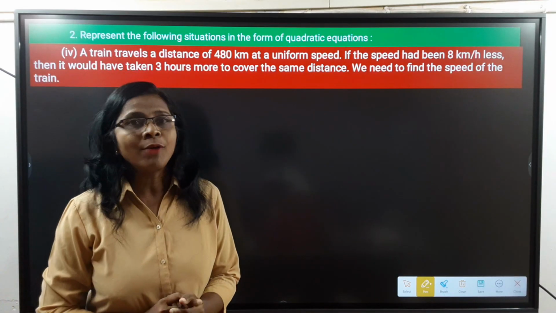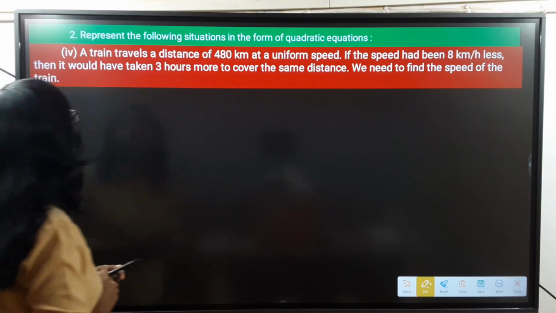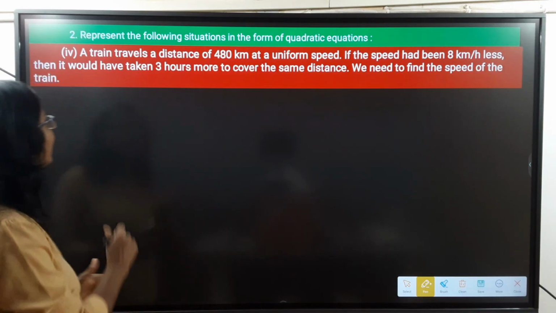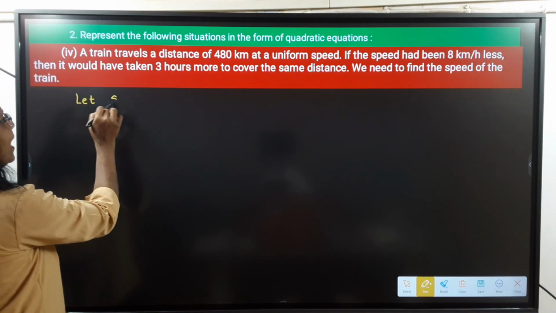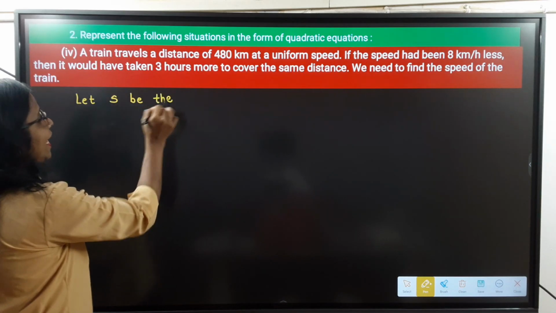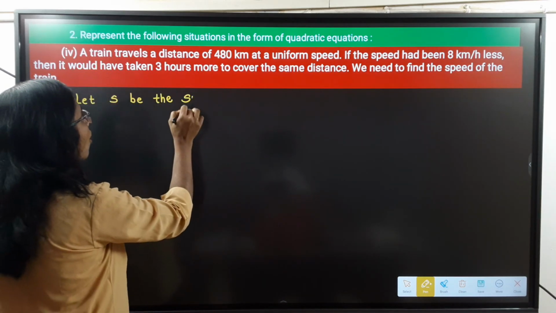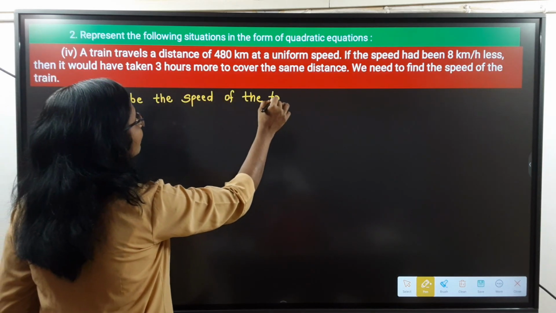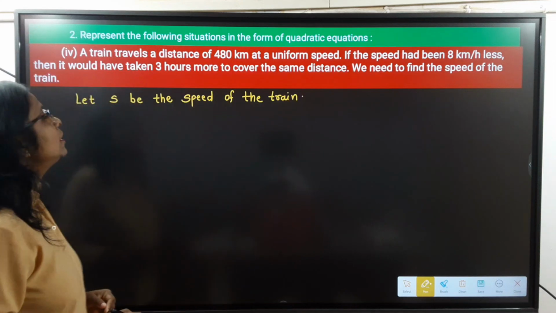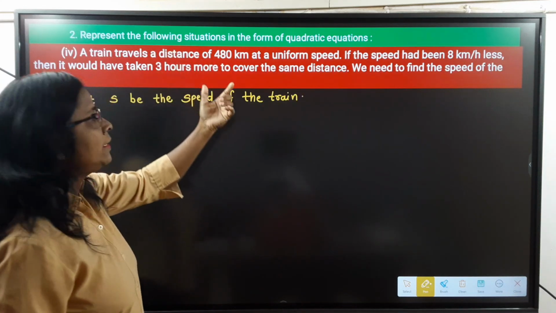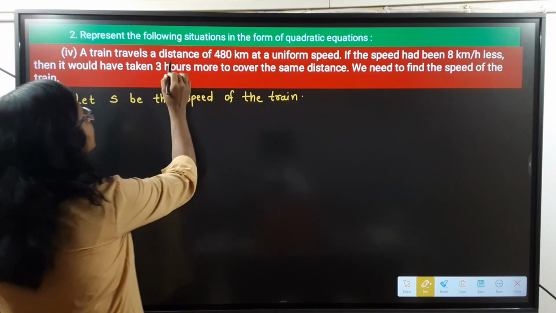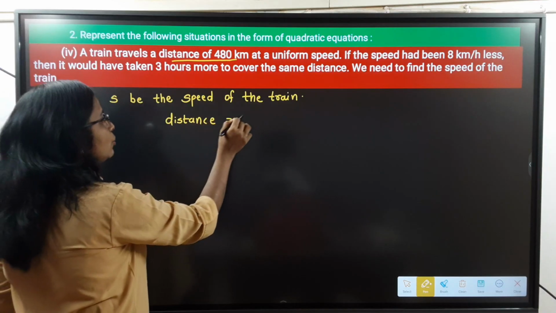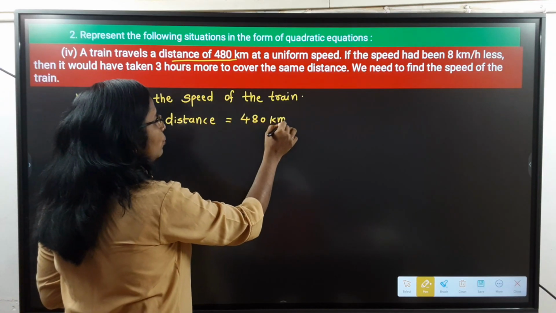Yes, here students, we have to find out the speed of the train, and that's why we assume that let x be the speed of the train. And also in the first sentence, they write down that the distance is 480 kilometer, and that means distance is equal to 480 kilometer.